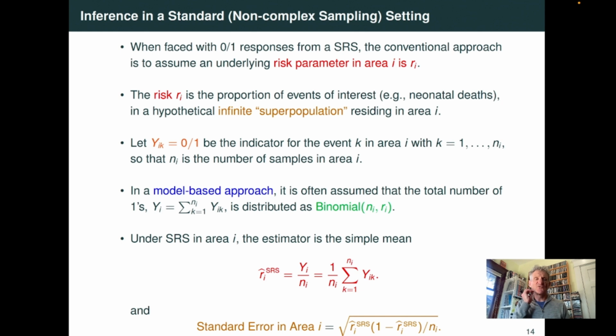And then just to give some notation, Y_ik being 0 or 1 is the indicator of an event occurring. So when we go out, these are random variables, we go out, we sample, say n_i is 100, we sample 100 births, and then we follow them for a month. And if the baby lives to the end of that month, they get a 0. If the baby dies, they get a 1.